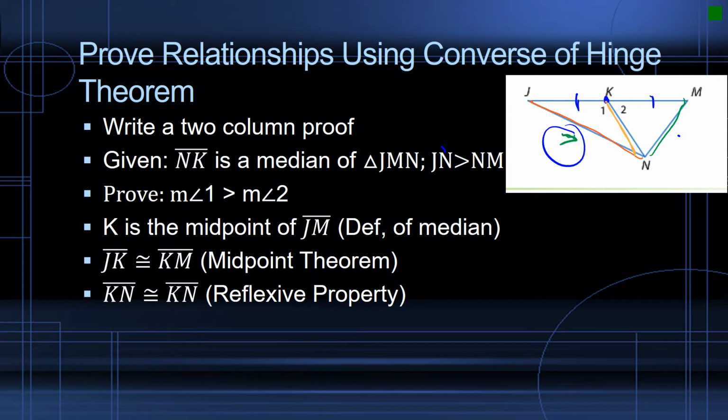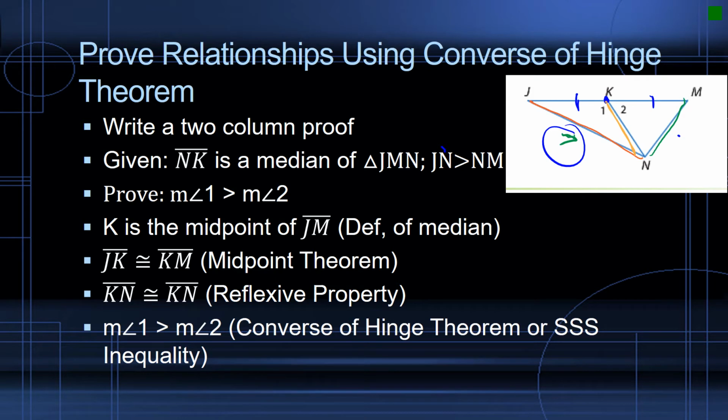And let's see, back to the fact that we're given that JN, the side opposite angle 1, is greater than NM, the side opposite angle 2. Well, that tells me right there that the measure of angle 1 must be greater than the measure of angle 2 by the converse of the Hinge theorem, or, stated another way, the side-side-side inequality.